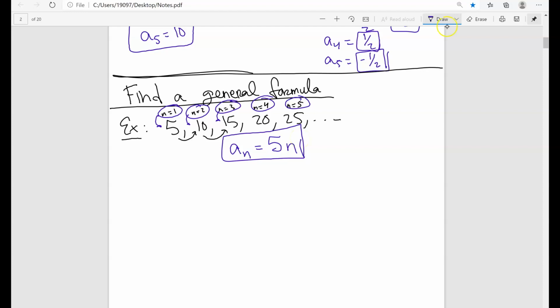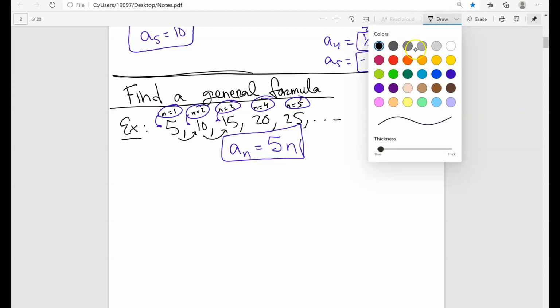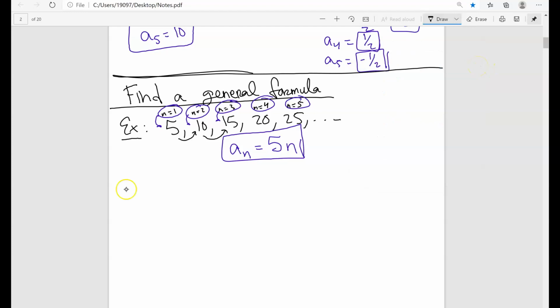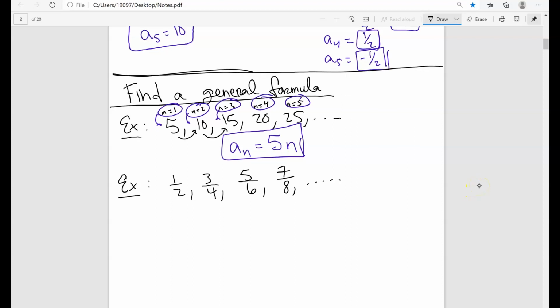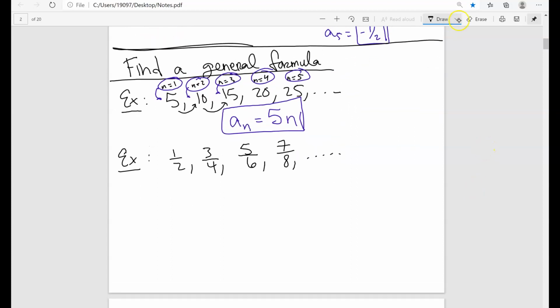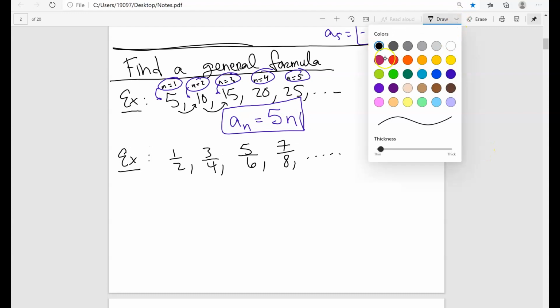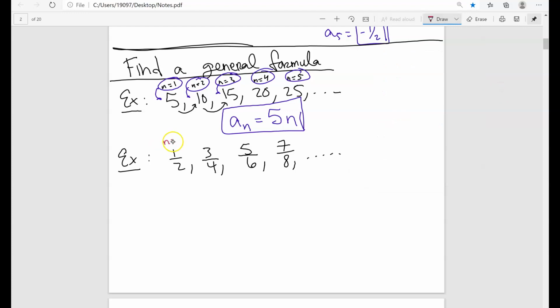Okay? So let's say you wanted to do this one: 1/2, 3/4, 5/6, 7/8. Okay, so how could we possibly do that? Here what we've got to do is think about it in terms of n. So n equals 1, n equals 2, n equals 3, n equals 4, and so on and so forth.